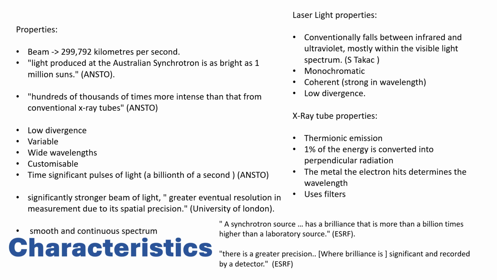The brightness of a beam and its angular speed is the light's brilliance. Brilliance is used to compare light sources, where a higher brilliance allows for the higher resolution or level of detail in a studied material. It means effectively that there is a greater precision where brilliance is significant and recorded by a detector. Synchrotron radiation can penetrate matter, has a significantly longer selection of wavelengths with the ability to pick and choose, higher energy, extremely low divergence, is coherent, reinforced, and polarized.